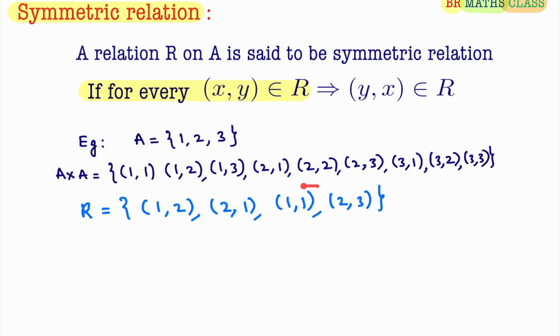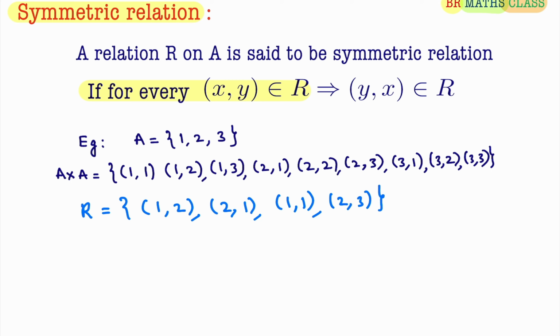Now come to this (1, 1). See, (x, y), (y, x). For (1, 1), what is (y, x)? (y, x) is also (1, 1) for this. I hope you are understanding. So here for this ordered pair (1, 1), (1, 1) must be present in this relation. Is (1, 1) there in this relation? Yes, here it is. So this element also passes the symmetric test.